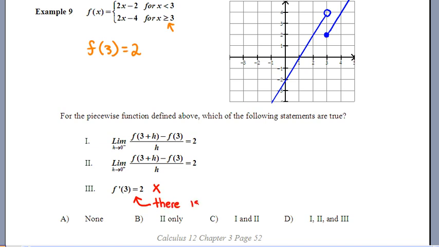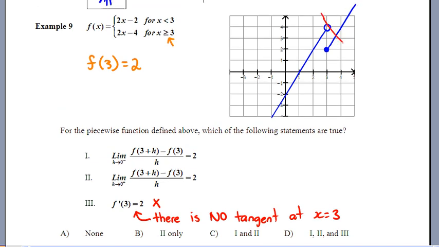So there is no tangent at x is equal to 3. Right? How would you draw in a tangent line? Like where does it go? Does it? I don't know. Like it just doesn't make sense. It's not even continuous. There's no way it could be differentiable and have a tangent line. So 3 is out.